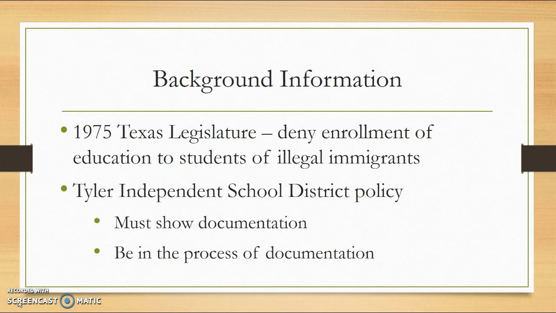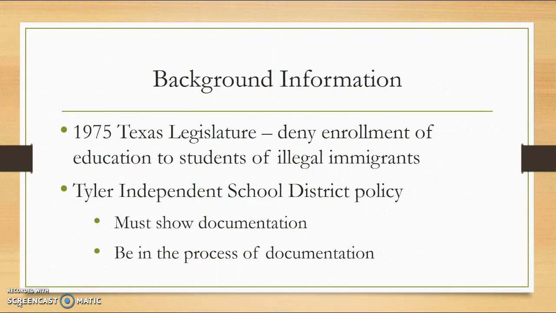So in 1975, the Texas legislature allowed school districts to deny enrollment in public education to students who were born in different countries and not legally admitted into the United States. Two years after this legislation was passed, the Tyler Independent School District in Texas adopted a policy that required foreign-born children to pay tuition if they had been illegally admitted into the United States.